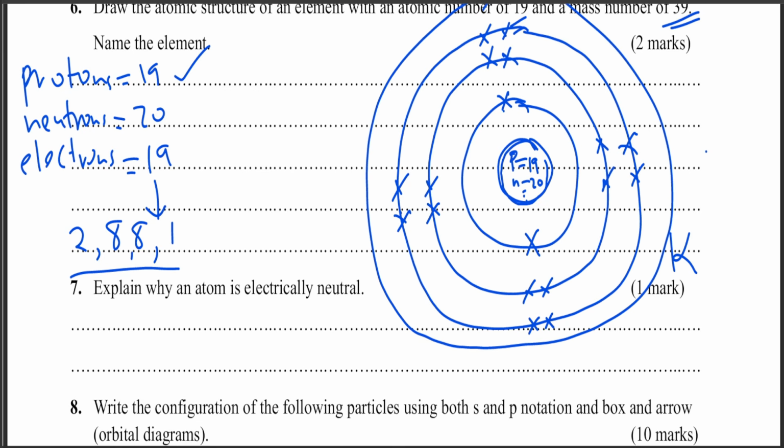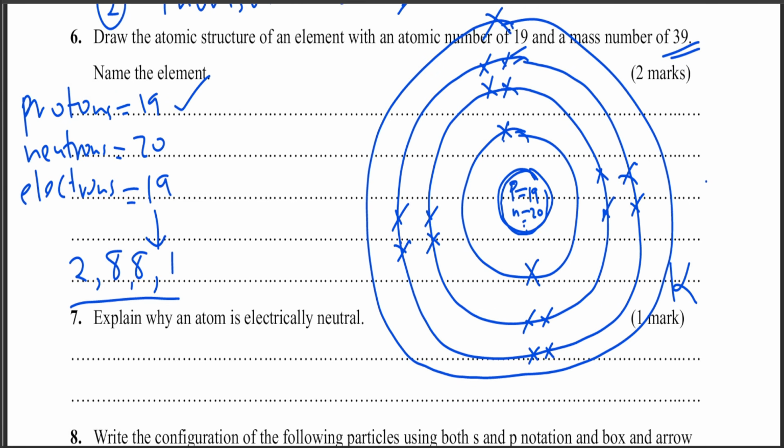So now that is the structure. You don't put any charge because it is not an ion. And the name of the element, obviously, as we've said, is potassium, which is number 19.